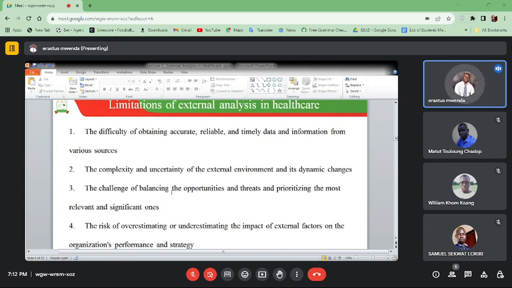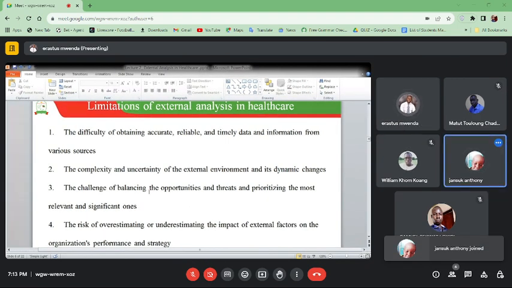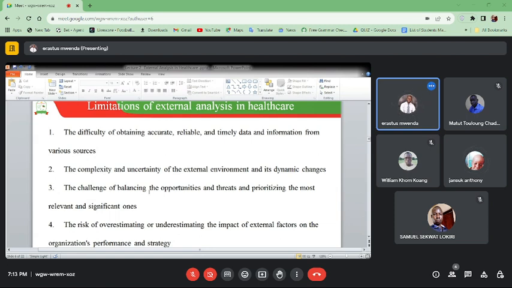And then also another limitation is the complexity and uncertainty of the external environment and its dynamic changes. So the external environment is complex. Over and over, things are changing. Technology is changing, governments are changing, the legal issues around licensing are changing, and therefore things can never be the same. We cannot say that we did external analysis in January 2023 and now we are never going to do it again. The external environment is changing.